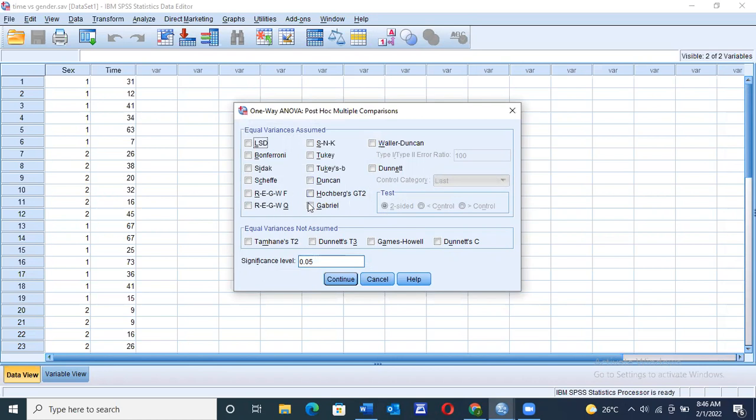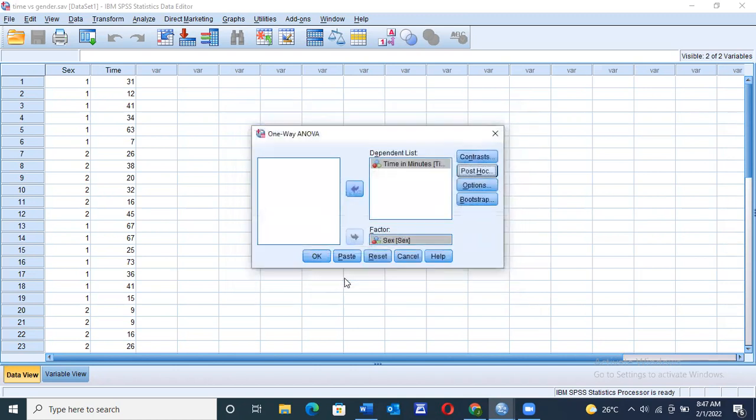So in this case, how can you know that the equal variances are not assumed? When the p-value of the Levene statistic is significant, meaning it's less than 0.05, meaning the Levene statistic is significant, in that case, equal variances are not assumed, and you will then prefer to use Dunnett's T3 or Dunnett's C to get the result for an analysis where equal variances are not assumed.